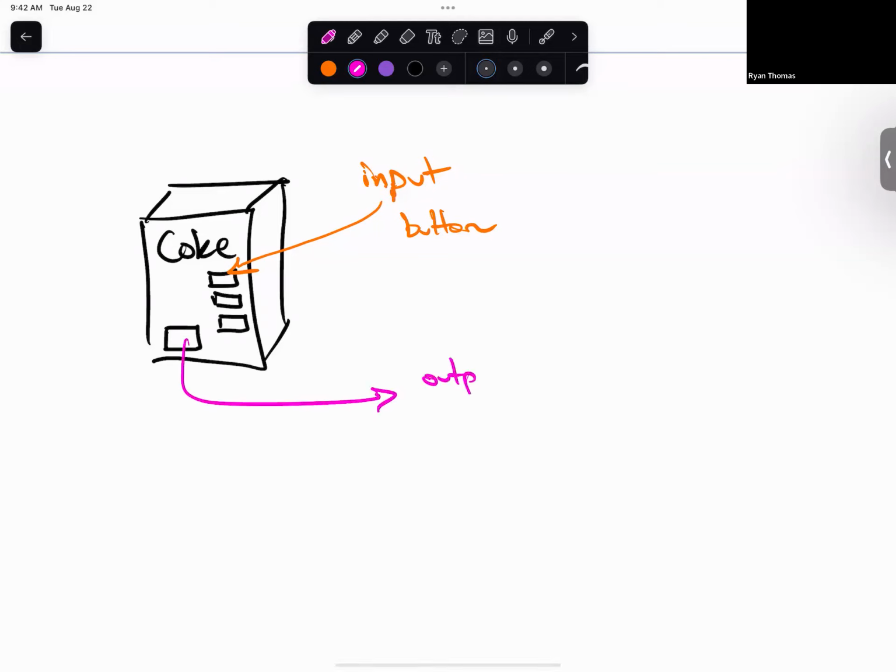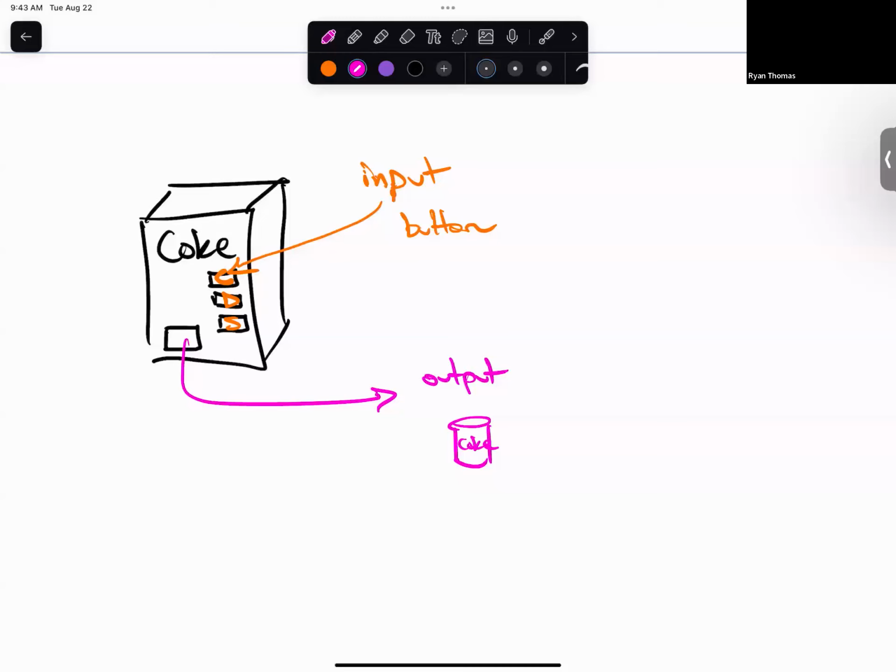And let's say I push the Coke button here, and there's also Diet, and there's also Sprite. The thing that I get back from it, I can't draw bottles either, but the thing I get back is a can of Coke. Is that a function? Yes, why? You push the Coke button, it gave you a Coke.